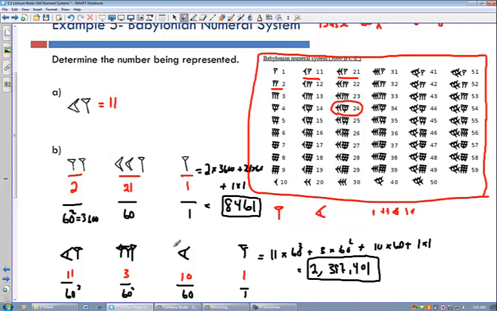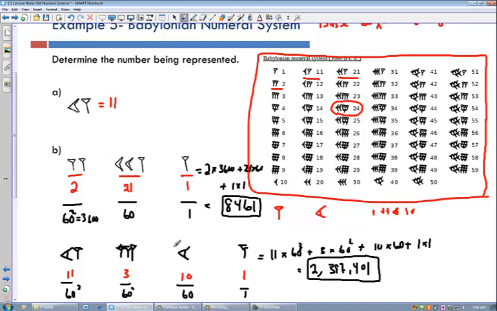So to understand why they might want to use this numeral system, you also have to realize that a lot of their sort of religious activities was based upon astronomy. And so they had to have the ability to record very large numbers. So that may be another reason why they used or chose such a numeral system.